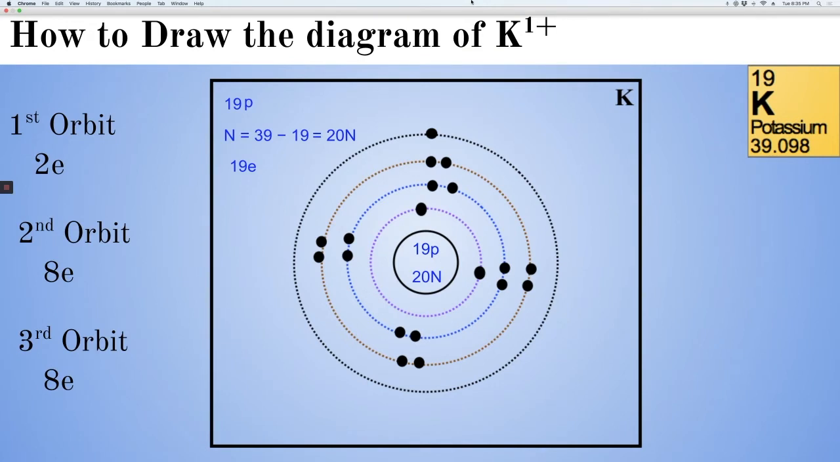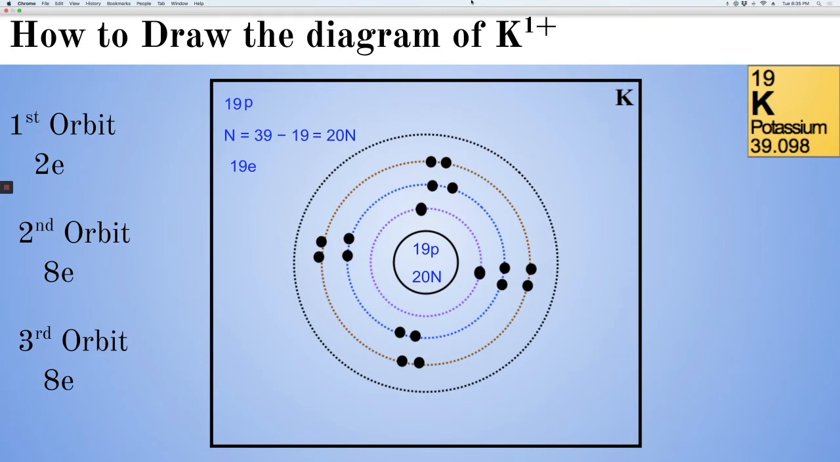So all that I have to do to have the diagram of the potassium 1 plus ion is remove 1 electron. The electron that you remove from an atom is the electron from the outermost orbit. So in this case, I want to remove the electron from the fourth orbit. And if I do that, this atom becomes an ion of potassium 1 plus. And that's it. This is the diagram of the potassium 1 plus ion.